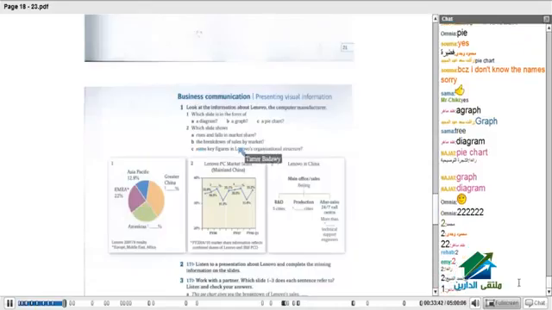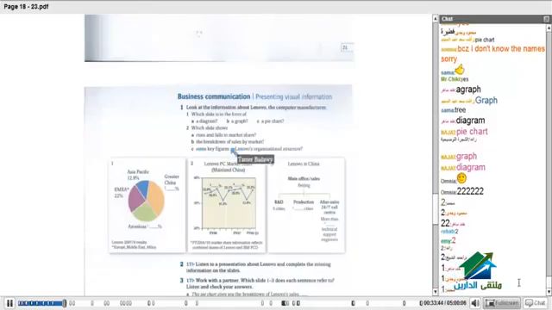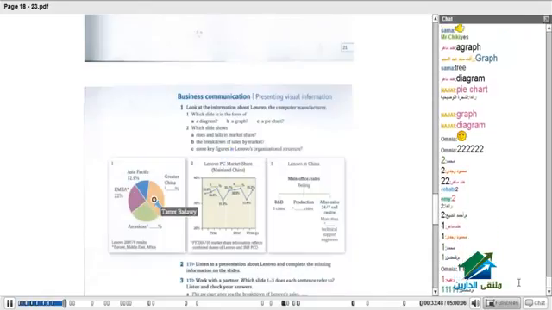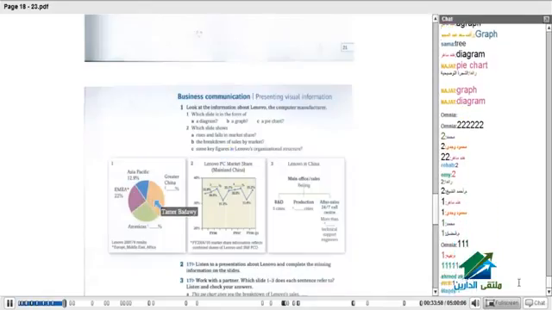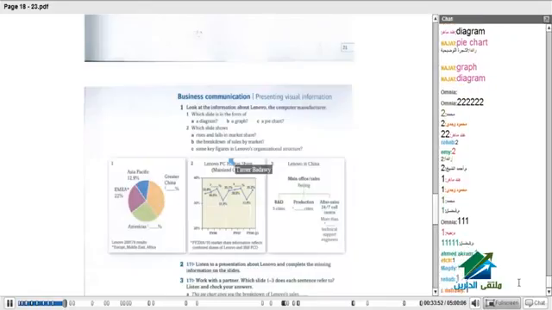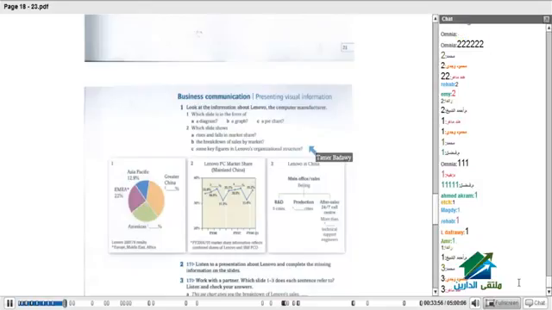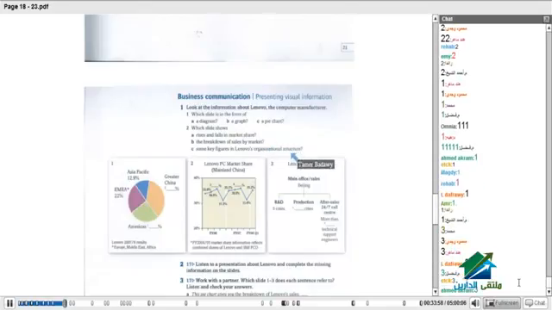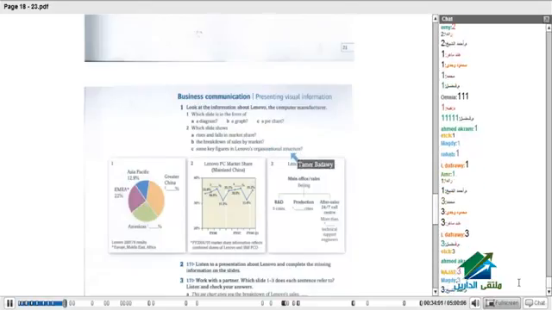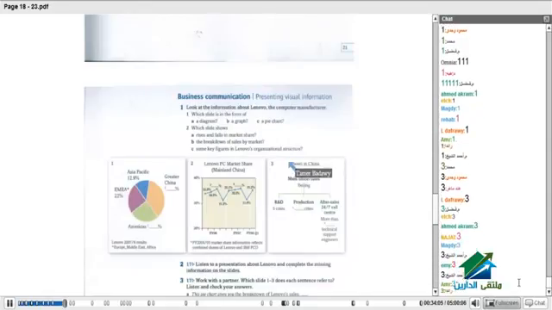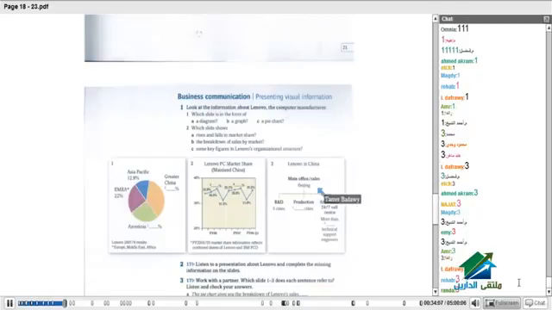Number B, the breakdown of sales by market. Breakdown of sales by market. Well, 1. Everyone is saying 1. That is a good answer, exactly. Number C, some key figures in Lenovo's organizational structure. Of course, it's number 3, Lenovo in China.